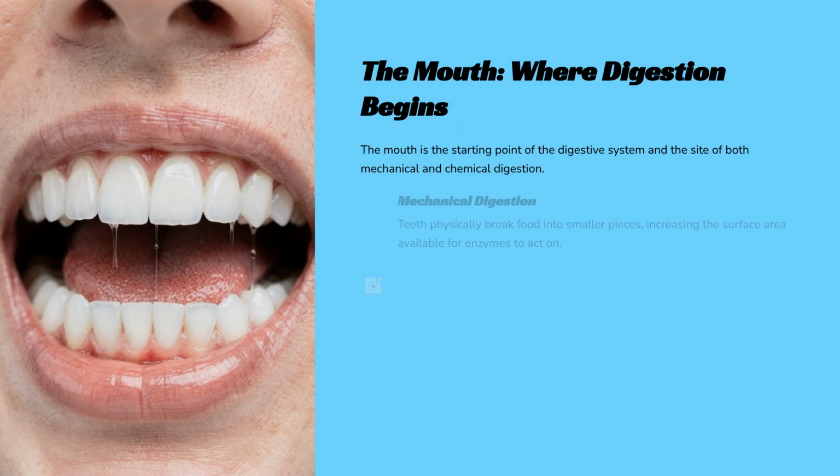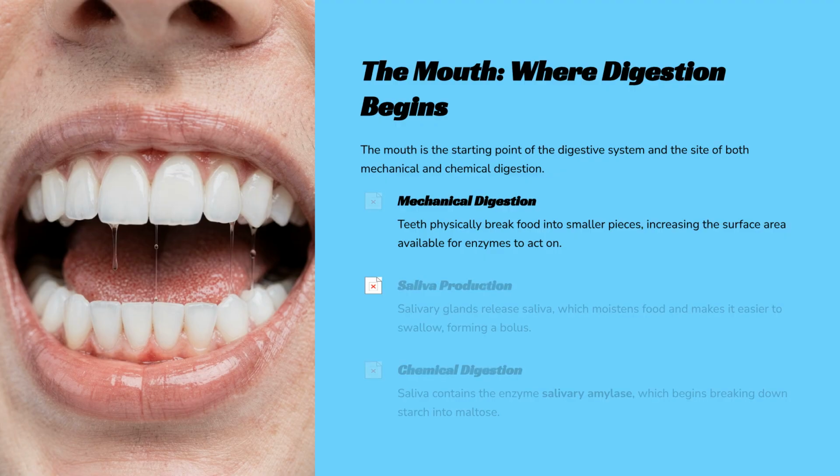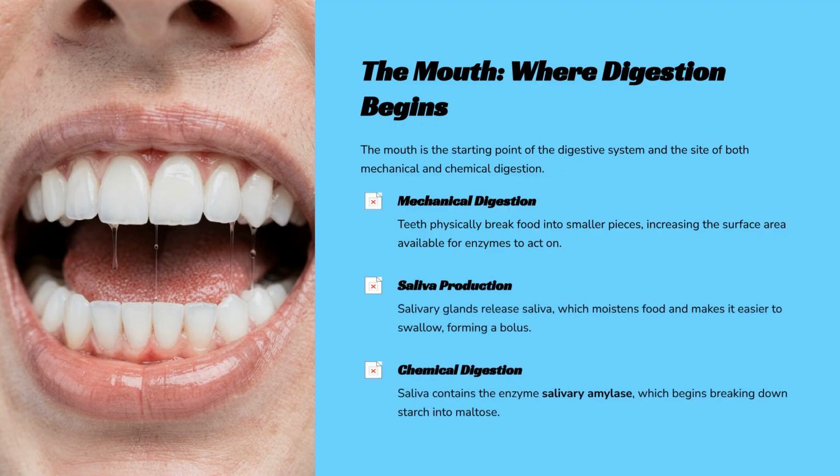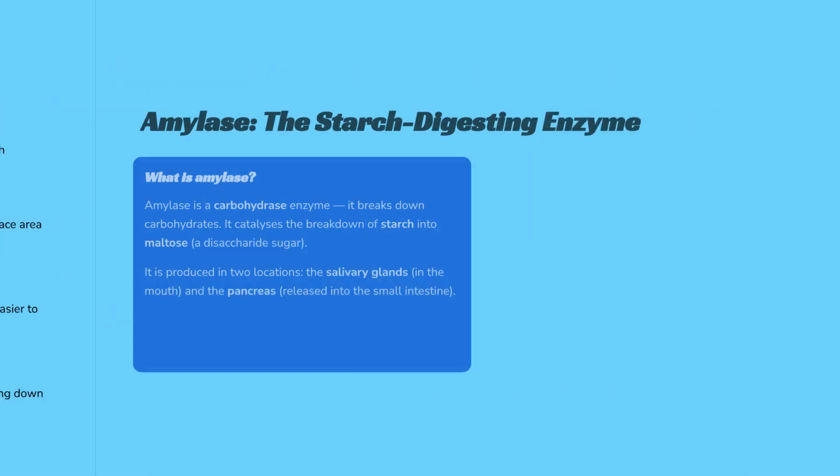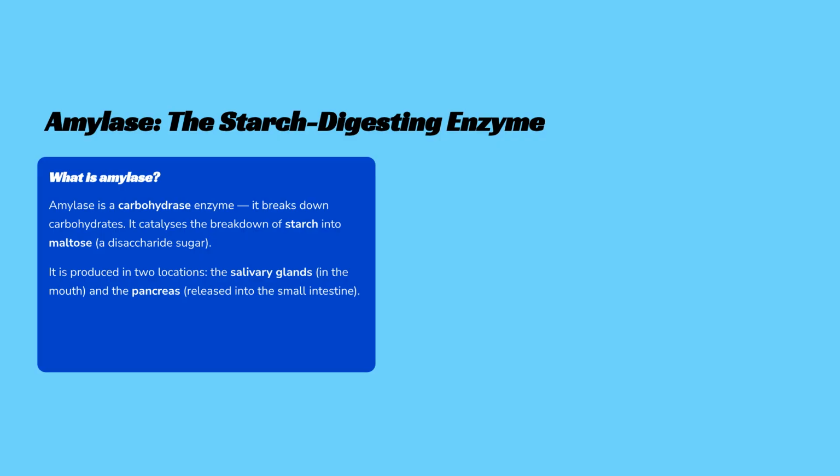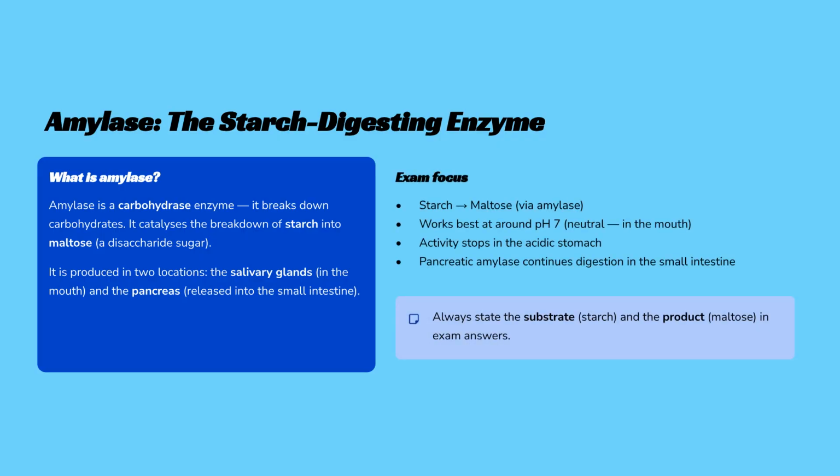Digestion starts in the mouth with both mechanical and chemical processes. Mechanical digestion by teeth increases the surface area. Saliva moistens food to form a bolus, and salivary amylase begins breaking down starch into maltose. Amylase, a carbohydrate enzyme, breaks down starch into maltose. It works best at neutral pH in the mouth, but its activity stops in the acidic stomach. Pancreatic amylase continues digestion in the small intestine.